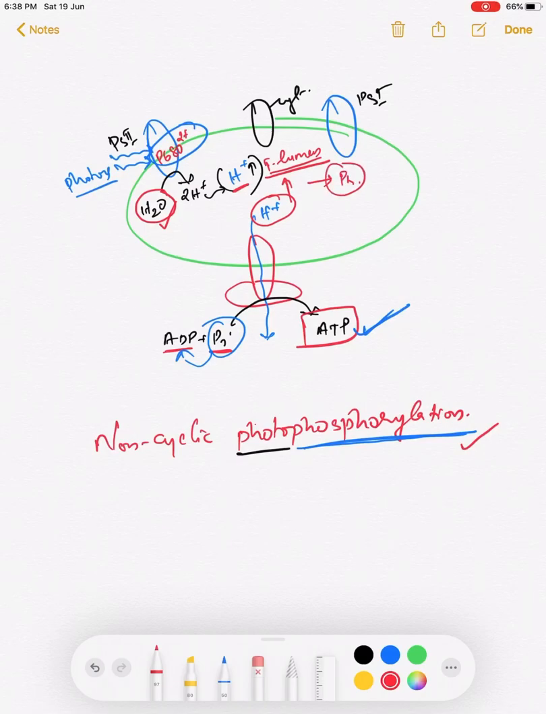Once the proton gradient is created, H+ ions will move from their higher concentration to lower concentration. Thereafter, energy will be released by this movement of H+ ions. That will ultimately result in the synthesis of ATP from ADP and inorganic phosphate. So we can conclude that the formation of ATP, or phosphorylation, depends on light, so we can also use the word photophosphorylation.